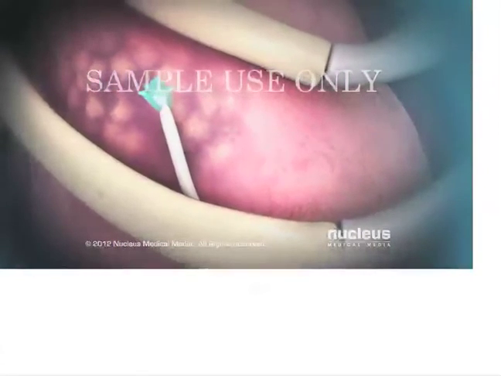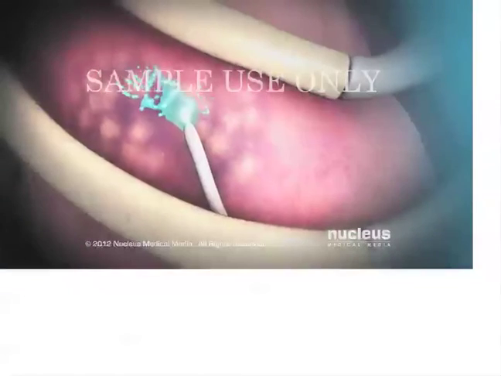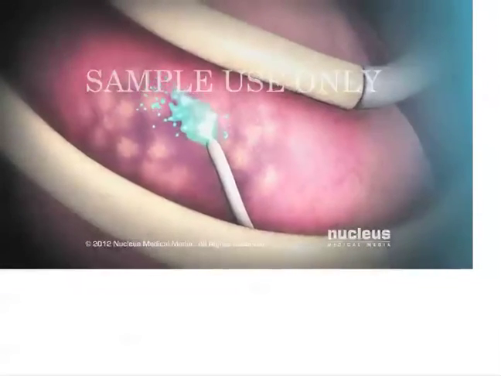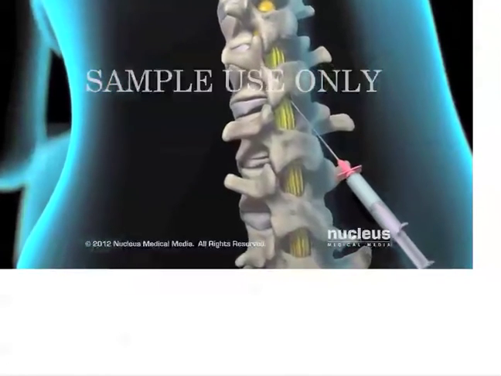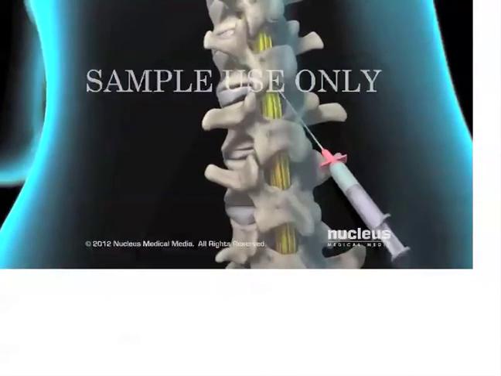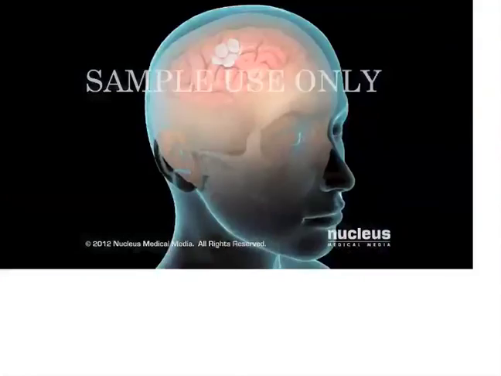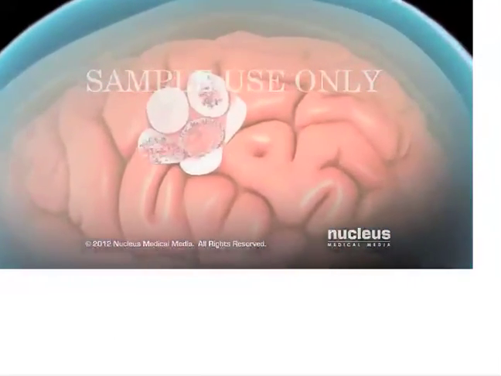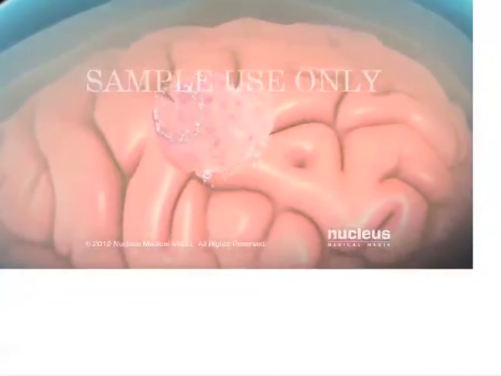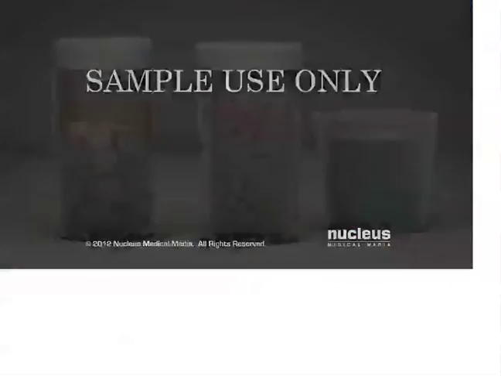One local method delivers drugs to your bladder or chest through narrow tubes called catheters. Another local method injects drugs into the cerebrospinal fluid surrounding your brain and spinal cord. A third local method places slowly dissolving wafers into an area where a tumor was removed.